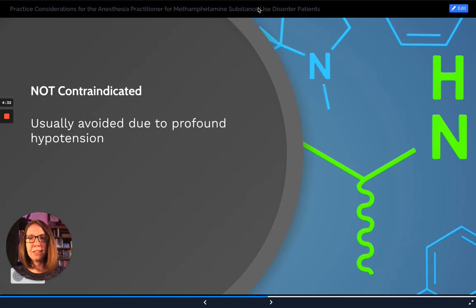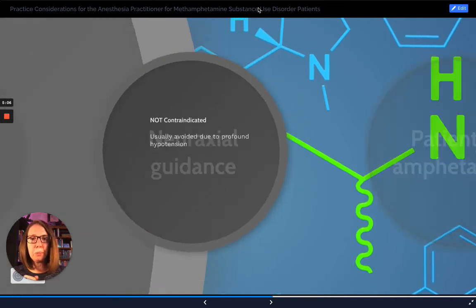Neuraxial guidance. I found this particularly interesting. It is not contraindicated. A lot of providers are saying that you can't give spinal or epidural. That's not true. You can. It's just that on the flip side, you're going to see profound hypotension, which same thing, you're going to be pushing pressors and it's just not going to do anything. If you think that neuraxial anesthesia is the best selection for this patient, you can still give it. Just also keep in mind that you might be supporting their blood pressure.